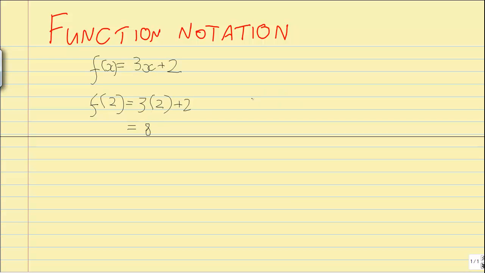This is also a nice way of finding intercepts. If we want to get the y-intercept for this, for example, we can just work out what f of 0 is. And that's going to give us 3 times 0. See, all we're doing is just literally replacing that x with the number 0.